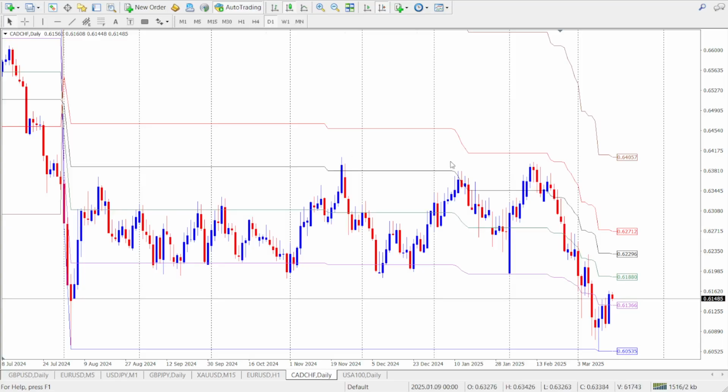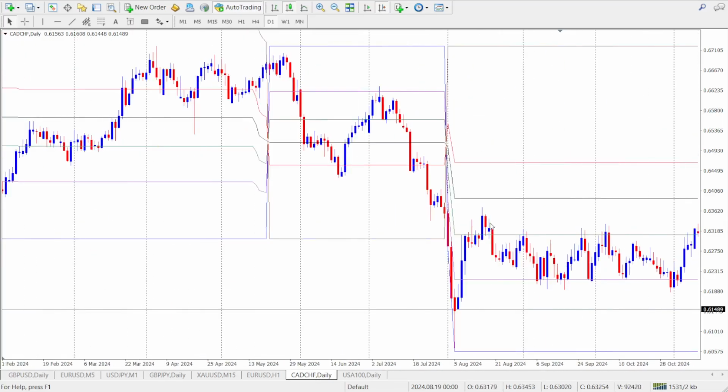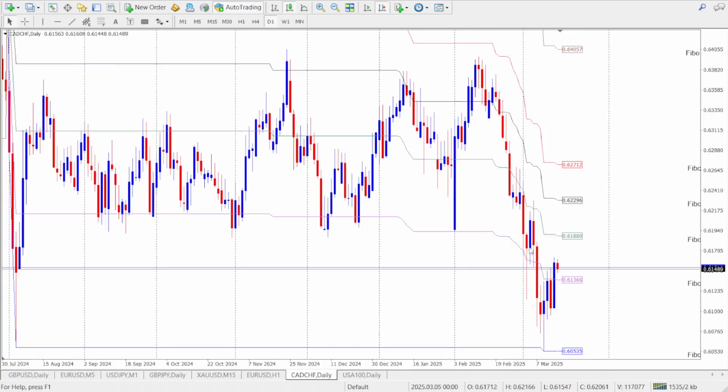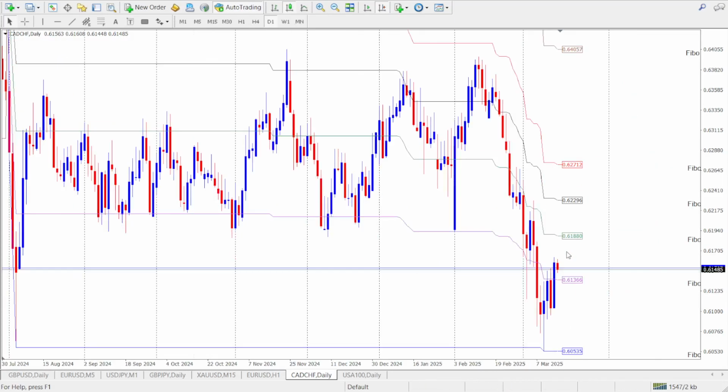The third step is setting your stop loss and take profit. For a buy trade, you can place your stop loss below the previous Fibonacci support level, and you can set your take profit at the next resistance level. For a sell trade, you can place your stop loss above the previous Fibonacci resistance level, and you can target the next support level for your take profit. So basically it's as easy as that.